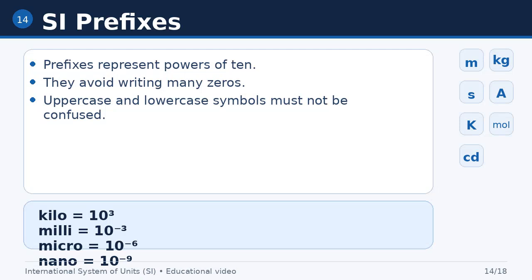Physical quantities may be extremely large or extremely small. Writing many zeros is inconvenient and can cause mistakes. SI prefixes solve this problem by representing powers of 10. Kilo means 10 to the power 3. Milli means 10 to the power minus 3. Micro means 10 to the power minus 6. Nano means 10 to the power minus 9. The case of the symbol matters. Uppercase M means mega, while lowercase m means milli.